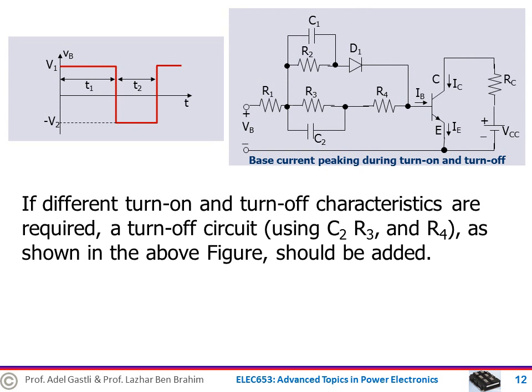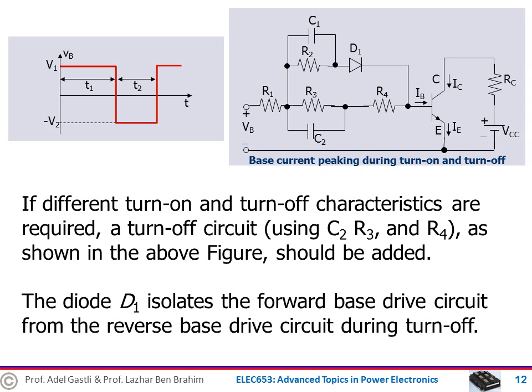So up to now, we have seen that we can control the turn-on time and turn-off time using the same circuit. However, in some circumstances, if different turn-on and turn-off characteristics are required, a turn-off circuit using C2, R2, and R4, as shown in this figure, should be added and designed separately with different specifications. This circuit gives us the freedom to select different values of the capacitor and the resistance for each control circuit, the turn-on and turn-off circuits.